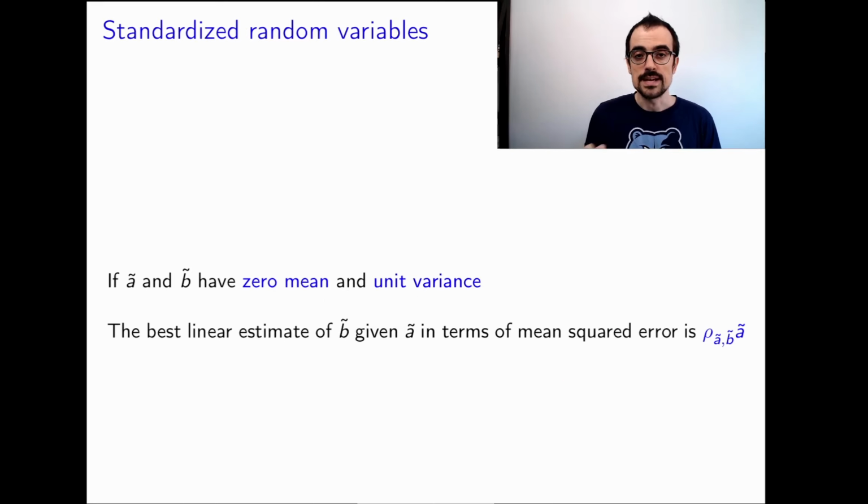In particular, if A and B have zero mean and unit variance, then if we try to obtain the best linear estimate of B given A, the best linear estimate in mean squared error is equal to A scaled precisely by the correlation coefficient.